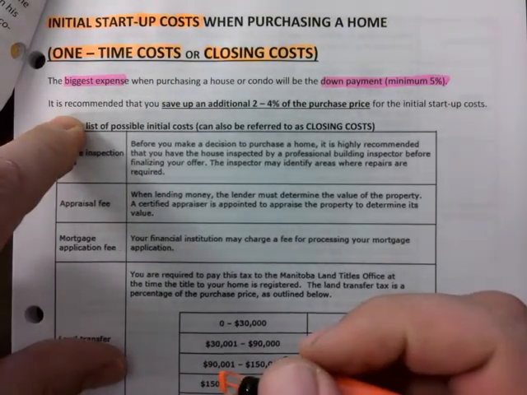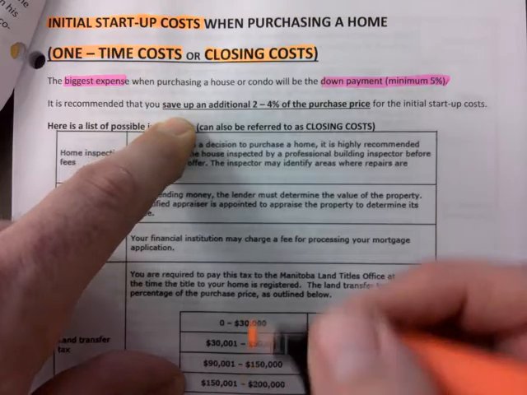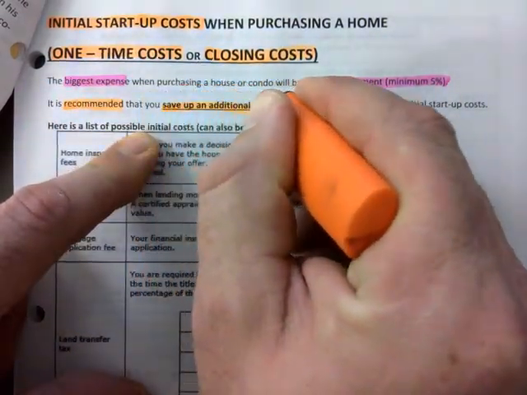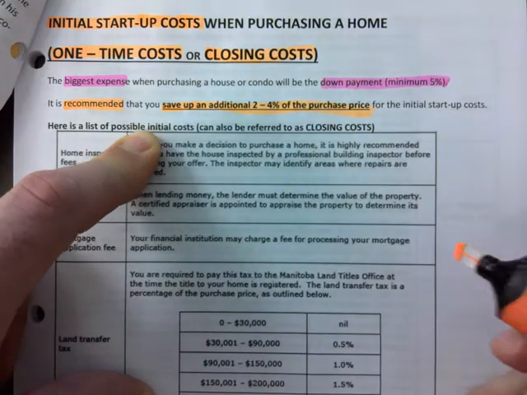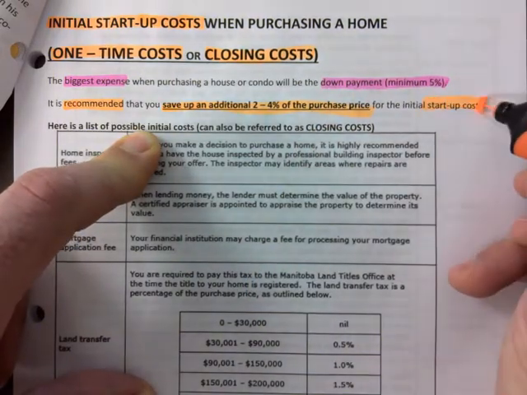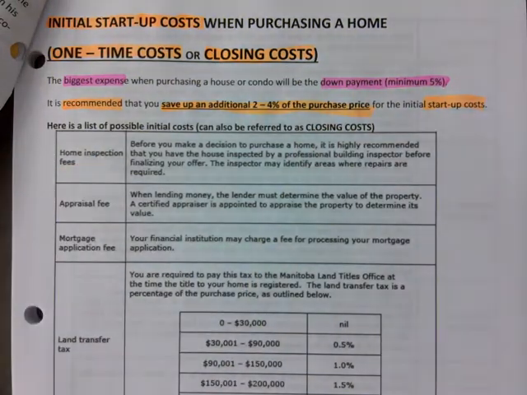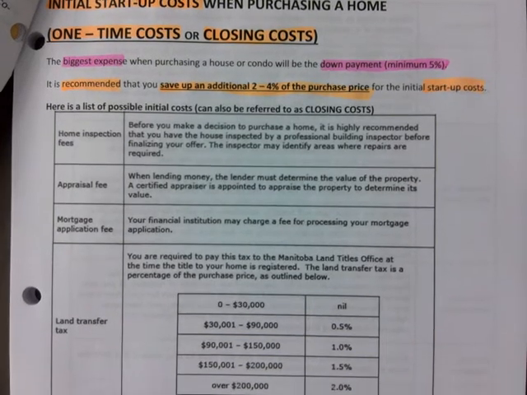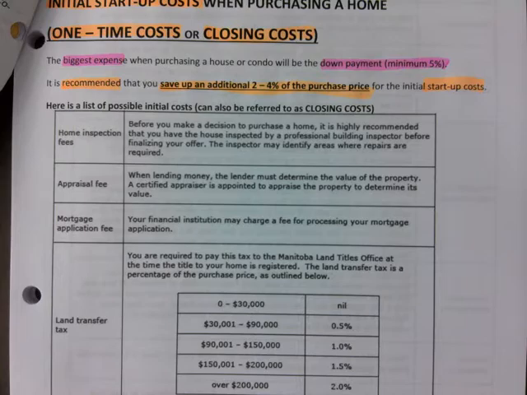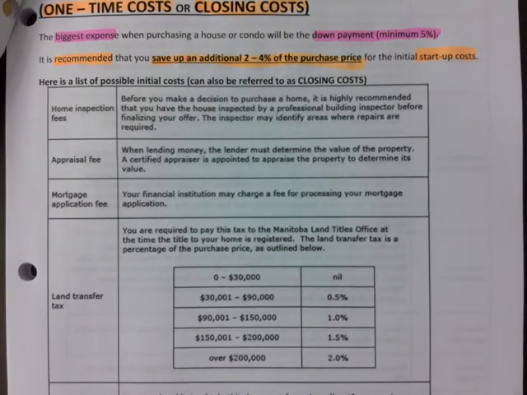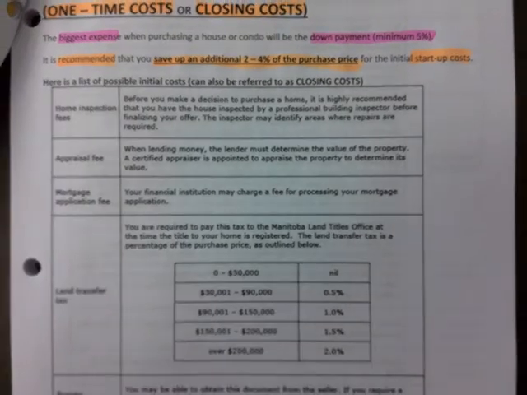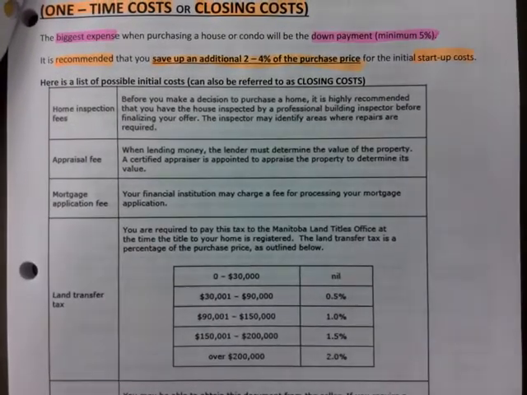But watch this. You ready for this? It is recommended that you save up an additional 2 to 4% of the purchase price. That's for the startup costs. You're like, what? Another 2 to 4%? Nobody told me that. To be honest, when I bought my first house, I was shocked with how many extras I had to pay. And I was like, I'm not ready for this. Right? So you might be in a tight situation.